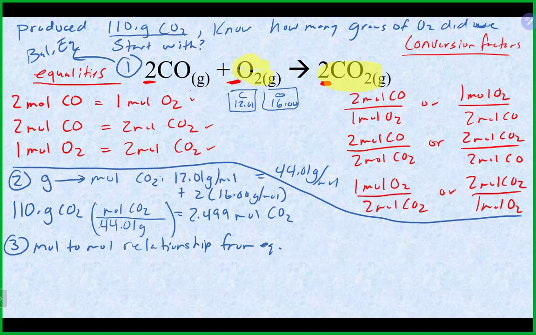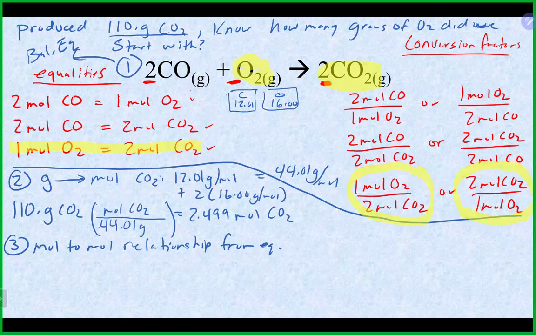So we did it earlier. We could use the balanced equation as a conversion factor, and we could see that for every 1 mole of O2, we get 2 moles of CO2. That gave us an option of 2 conversion factors in this case.